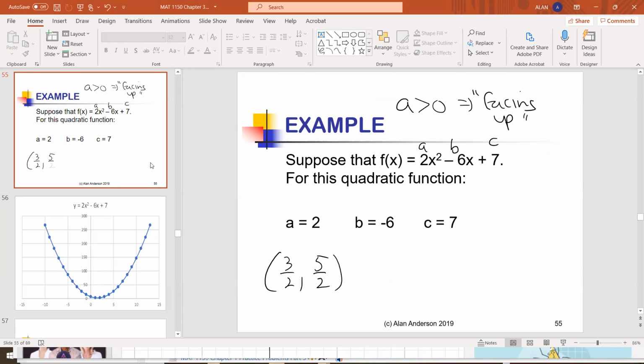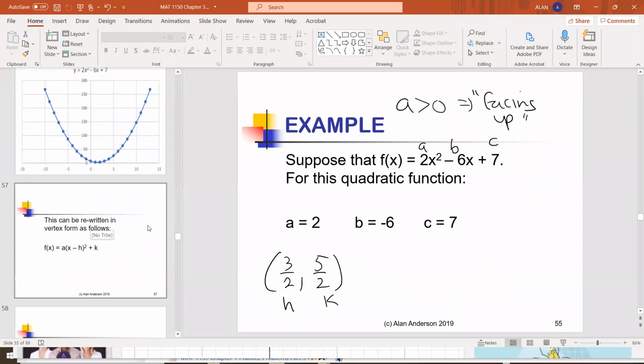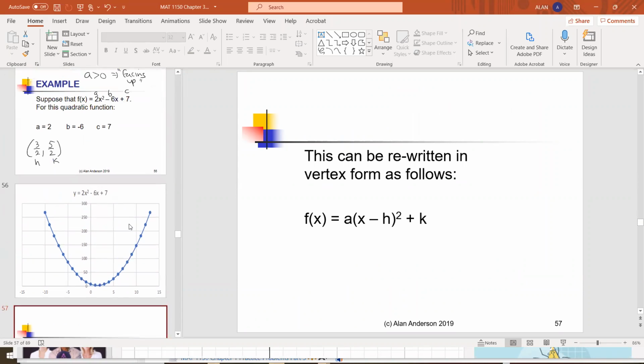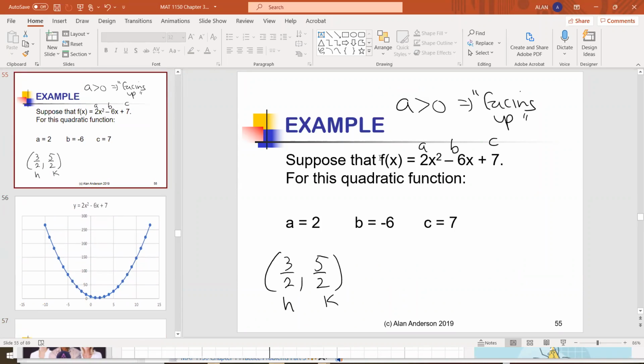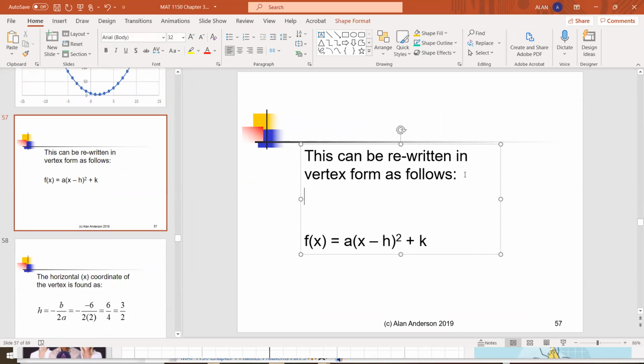We're going to see now where these came from. So this is H and this is K. All right, that's what this is all about. The first number is H, the second number is K. So here's what we're going to do. We're going to try to rewrite this. The original function was this. We're going to write it in the following format.